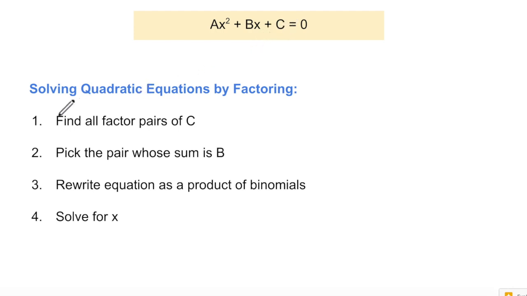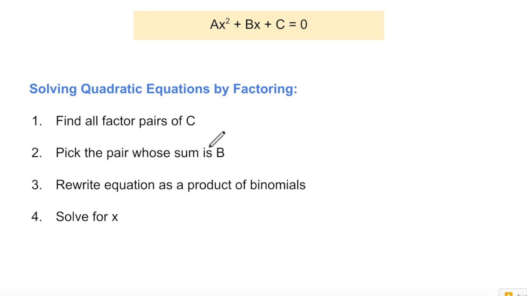So our process is this. It's 4 steps, and it's not that complicated. First, we're going to find all factor pairs of c, which is the constant. Recall we did that in the second video in this series, so if you haven't seen the second video, go back and watch that real quick. It's very simple to figure out the factor pairs for the constant.